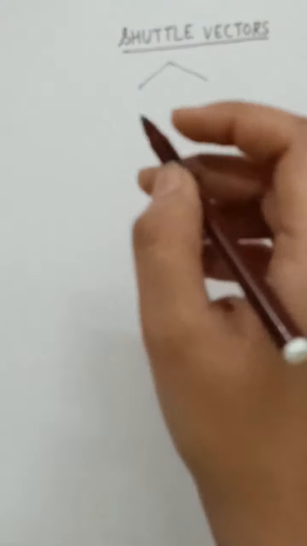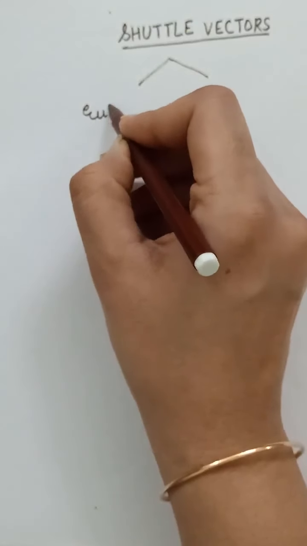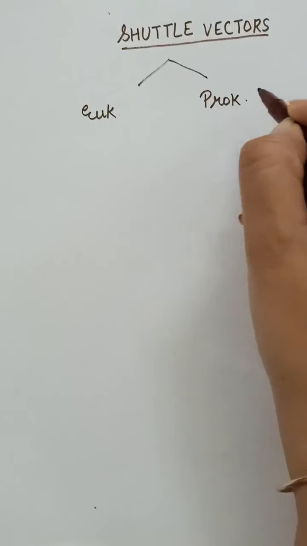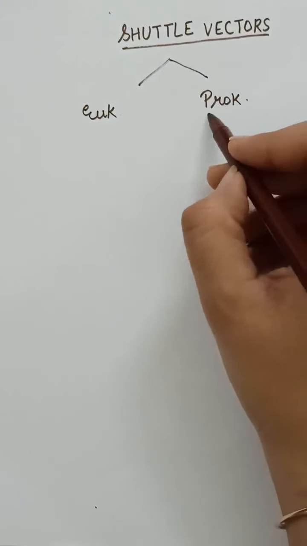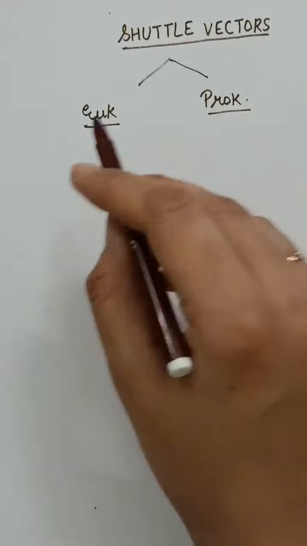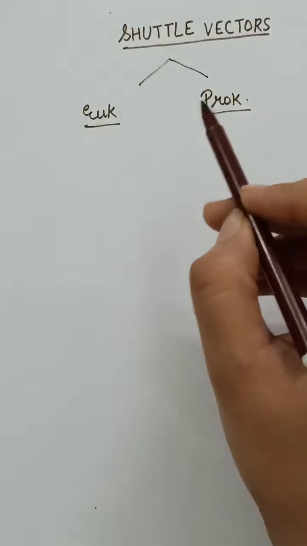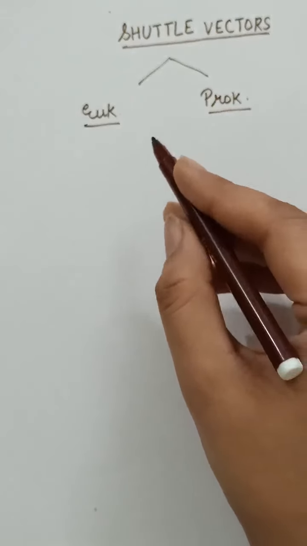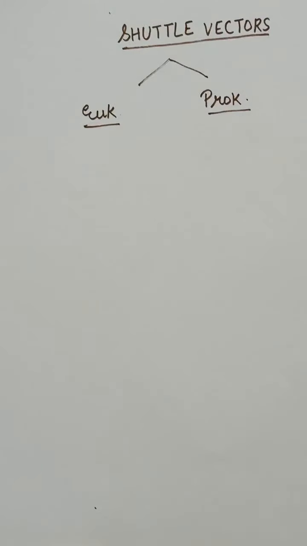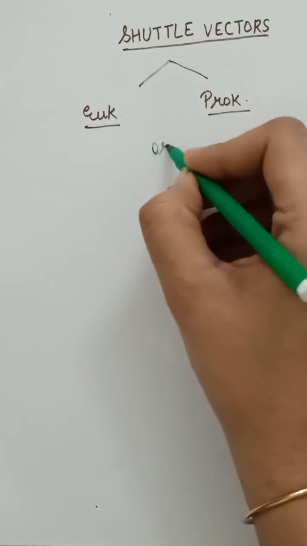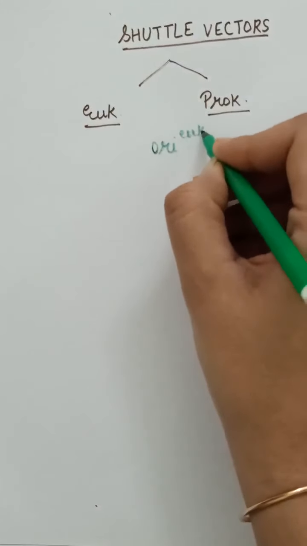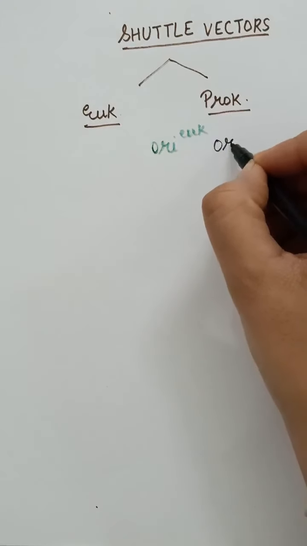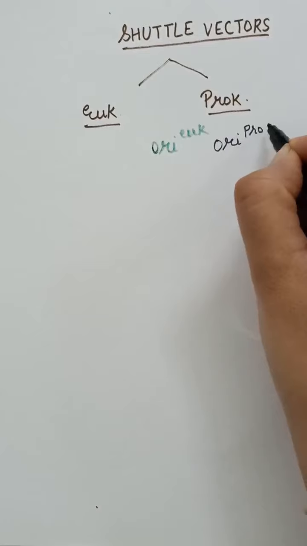So, these are the shuttle vectors which can exist both in eukaryotic as well as in prokaryotic cells, means they have an ORI region for prokaryotes as well as for eukaryotes. So their host cells can be both eukaryotic as well as prokaryotic cells. Again, as I told you, they have ORI for eukaryotes as well as ORI for prokaryotes. That's why they are known as shuttle vectors.